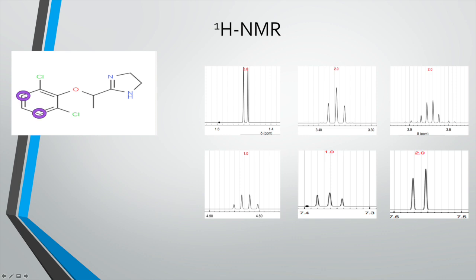The next highlighted protons fall in the range of 7.56, and they produce a doublet. And the last proton falls at 7.36 ppm and produces a triplet.